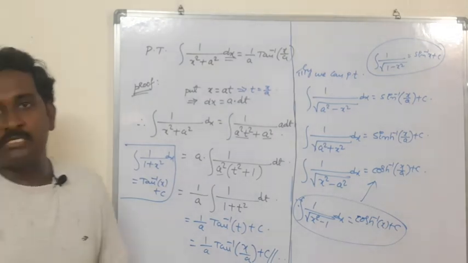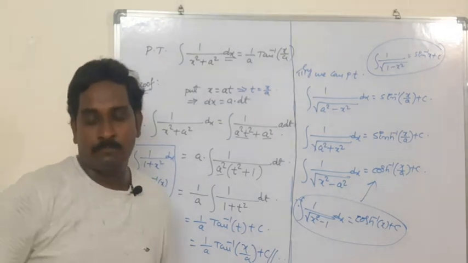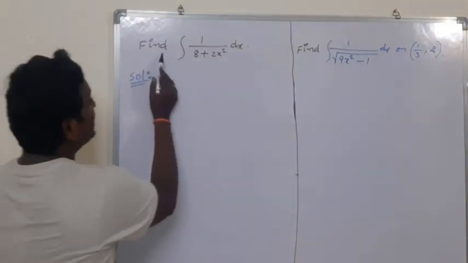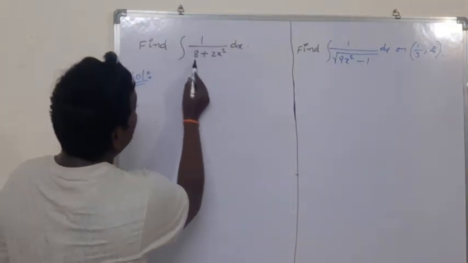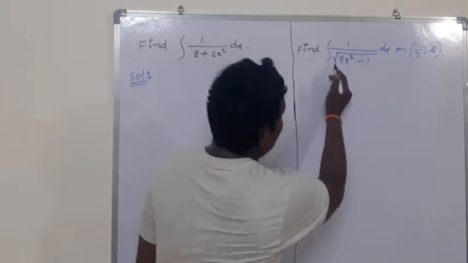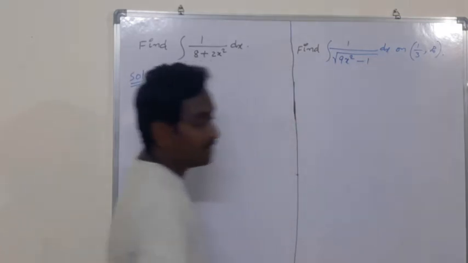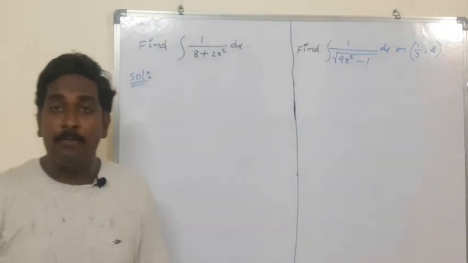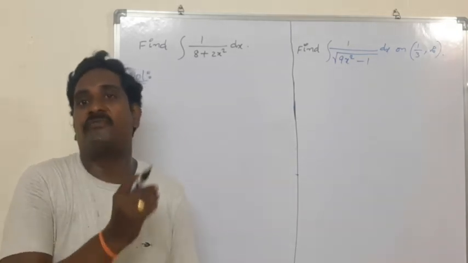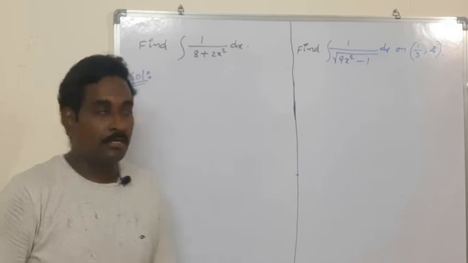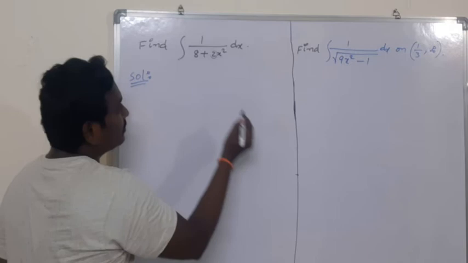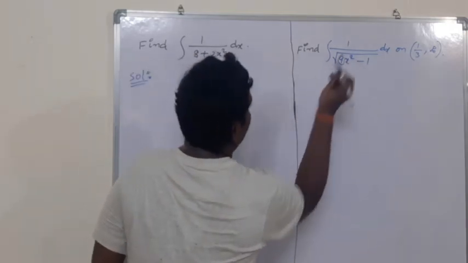Okay. Please note down the examples now on this model. These are the next set of problems. Please see. Find integration of 1 by 8 plus 2x square dx, and another one is integration of 1 by root over 9x square minus 1 whole dx. Okay. In this type of problems, first we should make the coefficient of x square 1. That is the first point. In this problem, the coefficient of x square is 2. Here the coefficient of x square is 9.